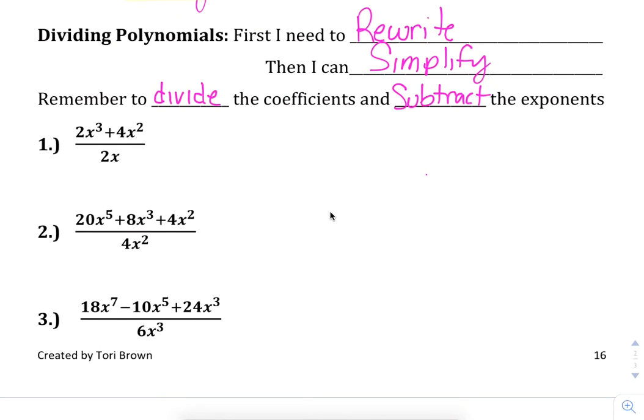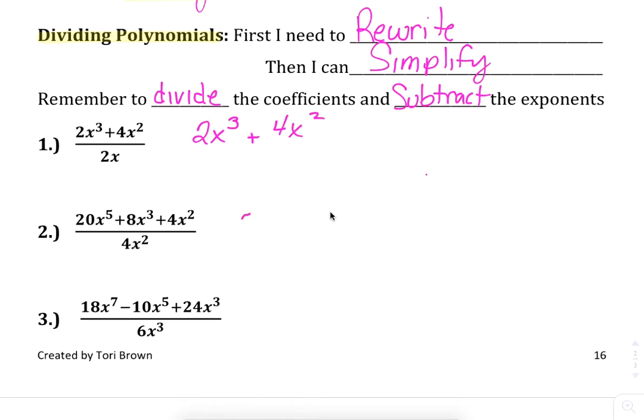All right, last one. When it comes to dividing polynomials, the first thing you need to know is that we're going to want to rewrite it. We're going to want to take that bottom term and divide it out of everything. So here's how I like to do that. I like to take my top line and copy it one more time.